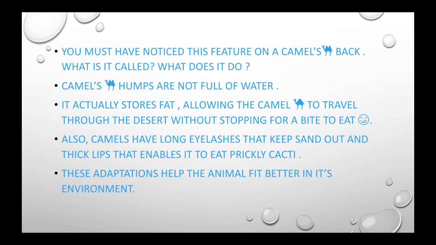The camel has special features like long eyelashes that help it walk in strong wind without any harm to its eyes, and thick lips that help it eat prickly cacti. This makes it very well suited to survive in its environment. That's why the camel is called the ship of the desert.